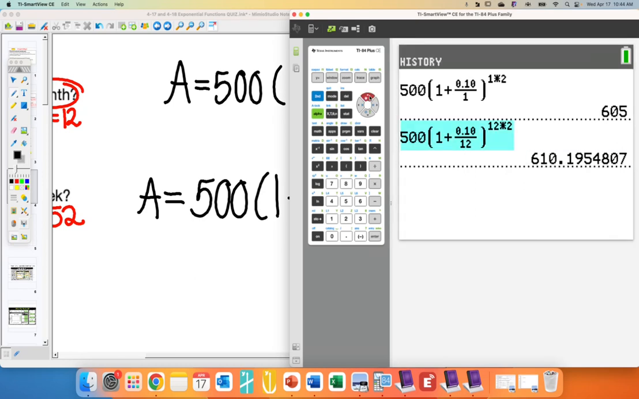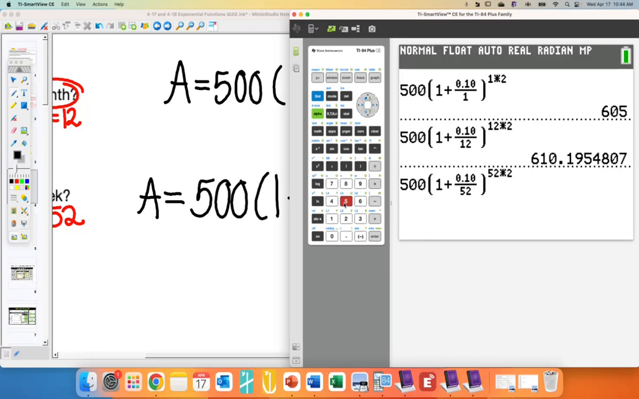I'm gonna go back up here and change the 12 to 52. All you gotta do is get the right numbers for the formula. I promise you get it right. If you get the right values for the P, R, T and the N, we just put them in place. That's it.